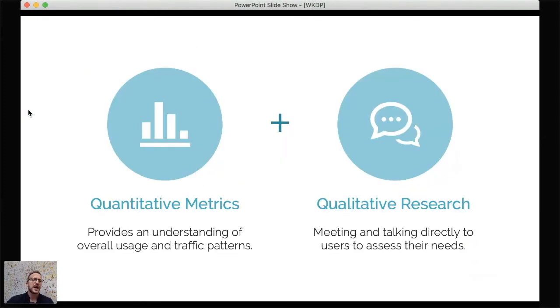Then you have to rely on 2 strong tools. One of them is, of course, quantitative metrics. They are also called analytics for your product, right? They basically provide an understanding of the overall usage and traffic patterns within your product. Super, super important, right? But also, not less important, is qualitative research. And this is where you actually get to sit down with real users face to face in a pre-COVID way, now probably online on chat. And you get to meet and talk directly with your customers, with your users, to better understand and assess their needs.